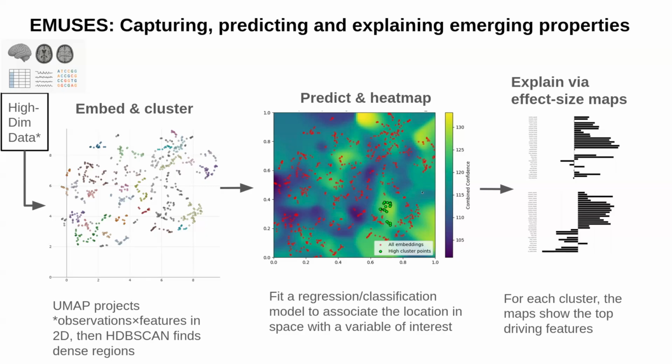And then in these separate clusters, we are calculating the effect size maps. So we're seeing how often the variables that we input, so our high-dimensional data, come back to the high-dimensional data, and we have how often and how strong these values are helping the prediction in that specific cluster.